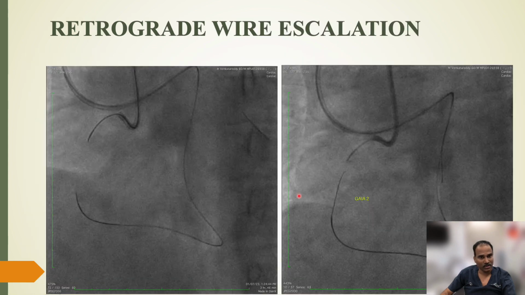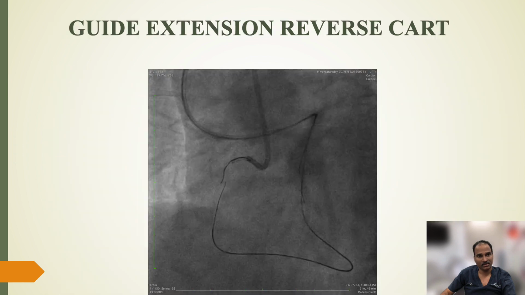Yeah. So once the wire was at the distal cap, we upgraded the wire to Gaia 2. So this is Gaia 2, with which we navigated across the total occlusion. And you can see this is the antegrade microcatheter which is sitting here, waiting to do a reverse CART. So then we did a reverse CART here. It's almost a conventional reverse CART with a 3 millimeter balloon through the guide extension catheter.